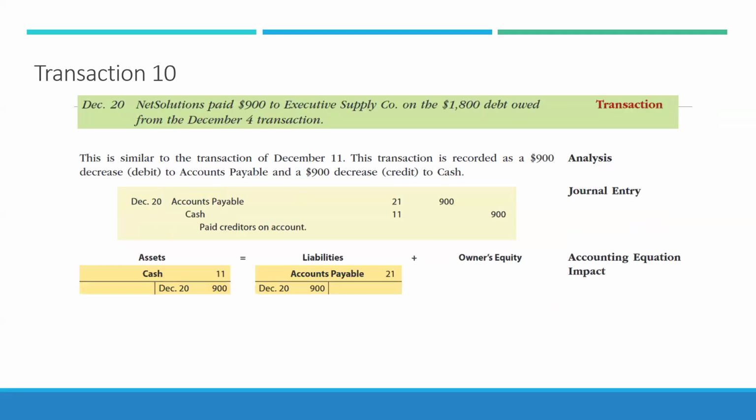Paid on the $1,800. So 1,800 is not relevant to this problem because that's not an amount included in this transaction. Only the 900 is relevant. So the 900 is going to reduce accounts payable, which is a debit, and then the credit is going to be the cash.